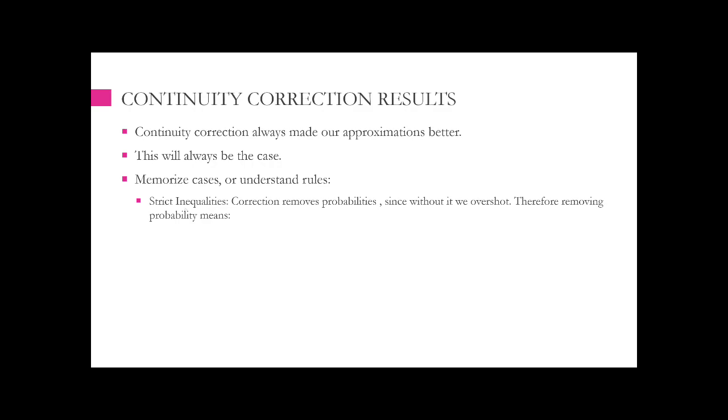So when we're talking about strict inequality, our correction needs to remove probabilities. And by correction, I mean we're either adding or subtracting 0.5. The reason we need to remove probability is because without the correction, we overshot our probability, we overshot the area, and so we need to remove some kind of probability, some kind of area.